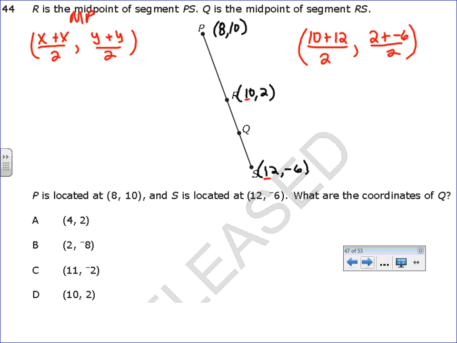So that's going to be 22 over 2, and this is going to be negative 4 over 2, which reduces to 11 comma negative 2. Okay, so that is telling me Q.